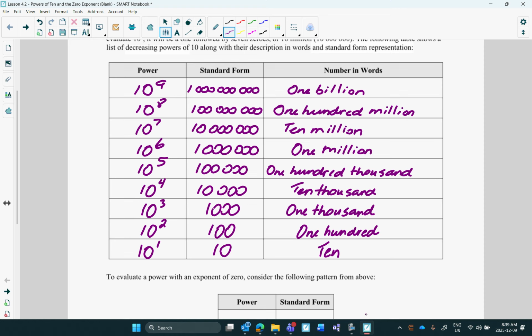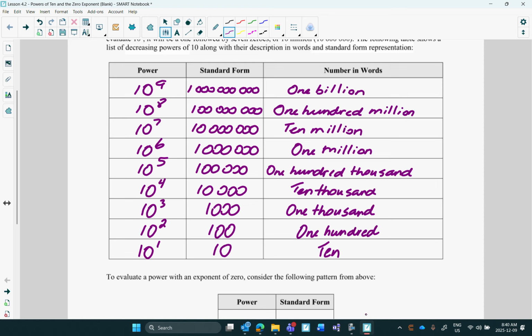What's after trillions? Not infinity. Quadrillion. And then 10, 100, and then what's the next one? Quintillion.